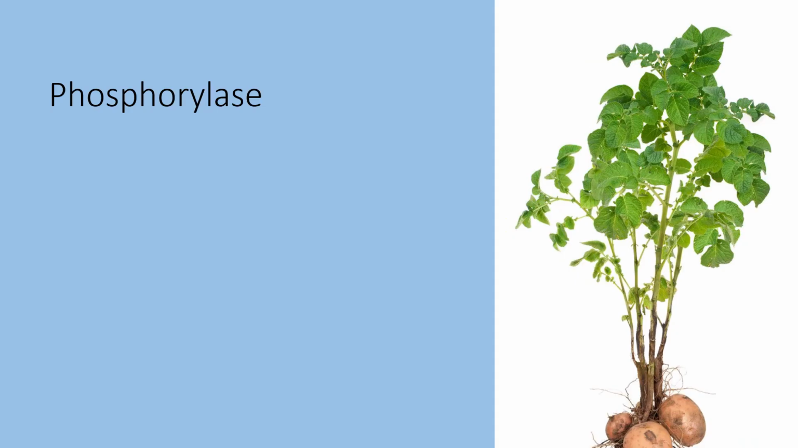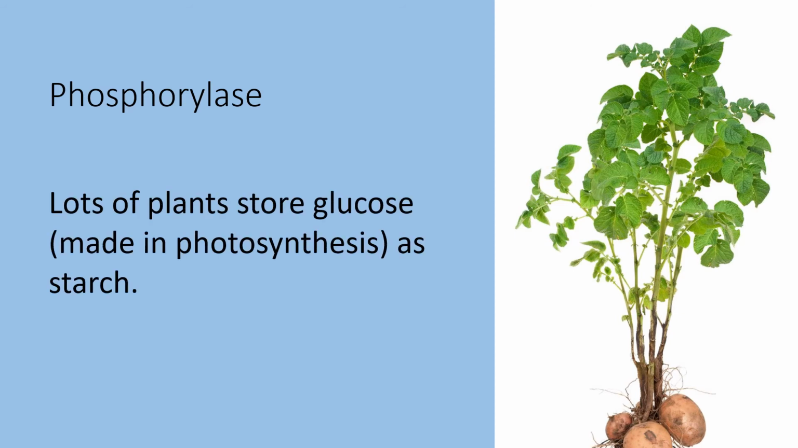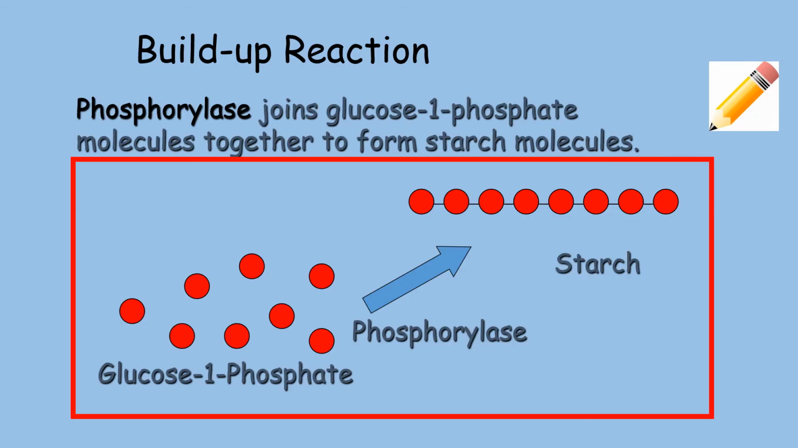So phosphorylase is found in potatoes. If you grind down potatoes, you'll be able to get phosphorylase. Lots of plants store glucose made in photosynthesis as starch. So phosphorylase joins your glucose 1-phosphate molecules together to form starch molecules. You need to know that glucose 1-phosphate is your substrate, phosphorylase is your enzyme which speeds up the reaction, and starch is your product. So phosphorylase speeds up glucose 1-phosphate combining together to make starch.